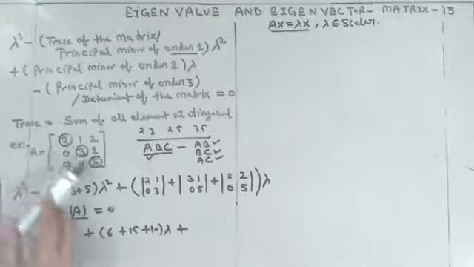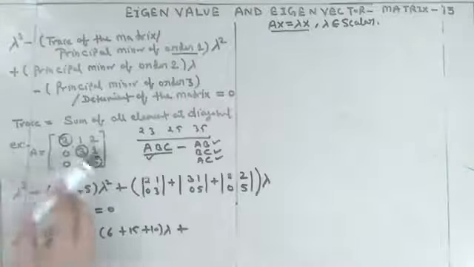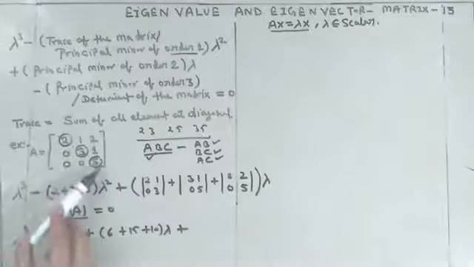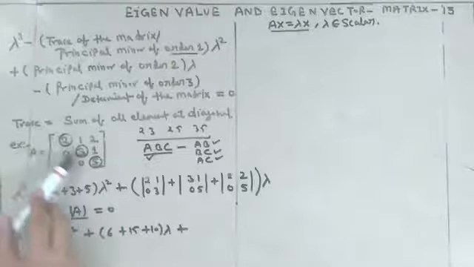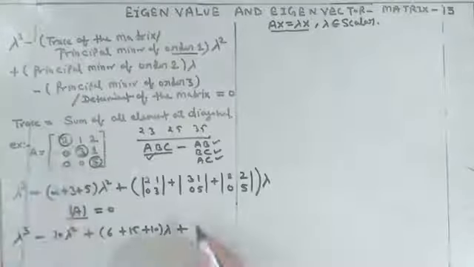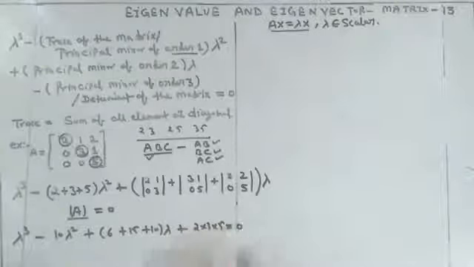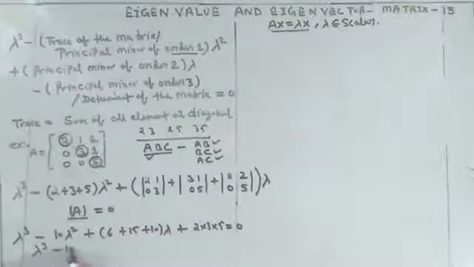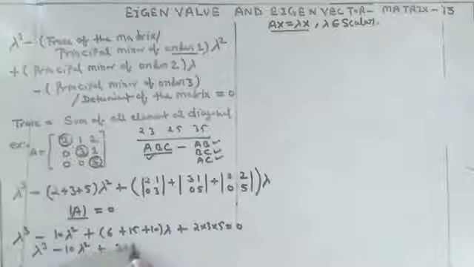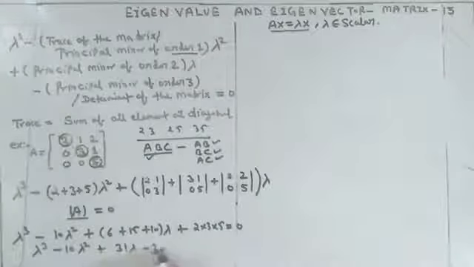Whenever you have such a matrix, a triangular matrix, the determinant of the matrix is the product of all the diagonal elements. 5 into 3 into 2. Okay, 2 into 3 into 5. This is the determinant of the matrix, which is equal to 30. So your polynomial will be lambda cube minus 10 lambda square plus 31 lambda minus 30 is equal to 0.